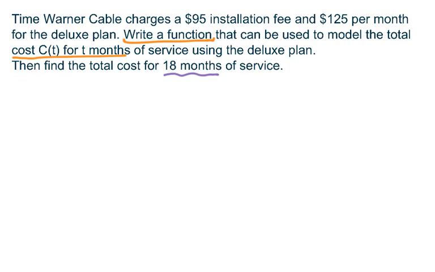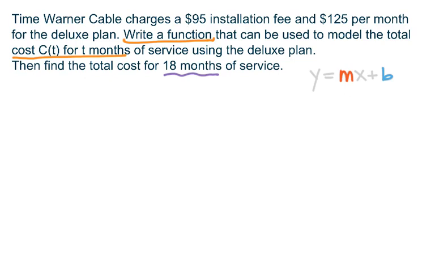One thing we know about lines, the standard form is going to be y equals mx plus b. That is our slope-intercept form. M, of course, is slope or rate of change. And then B represents the y-intercept or the fixed amount. So let's look at what we're given.